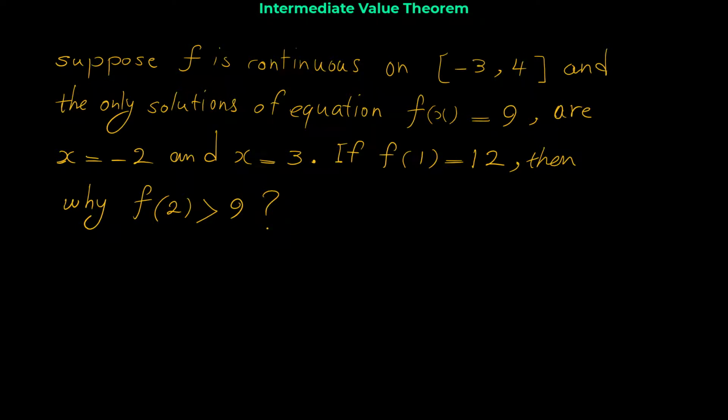In this video, we want to do a question related to IVT, or intermediate value theorem. Suppose f is a continuous function. If you remember from the IVT theorem, it's necessary that the function be continuous. Otherwise, we cannot apply IVT for that function. So we have a function that is continuous on the interval -3 to 4. And the only solutions of the equation f of x equals 9 are x equals -2 and 3.